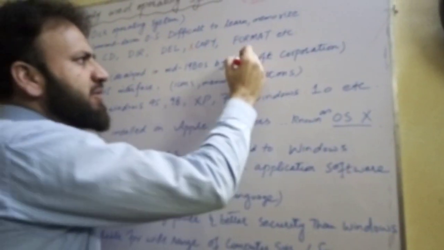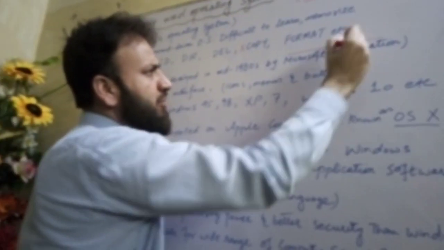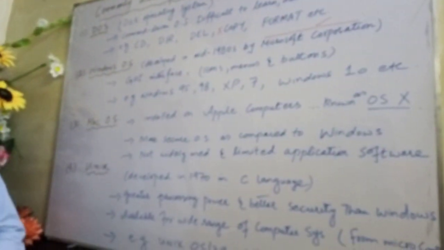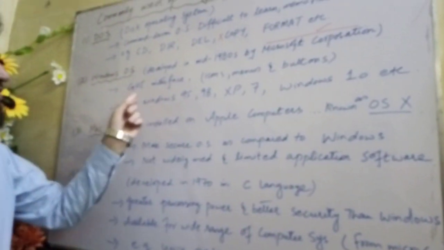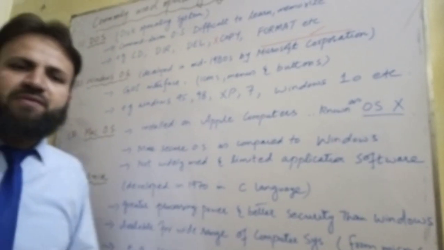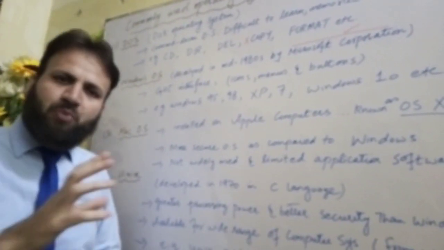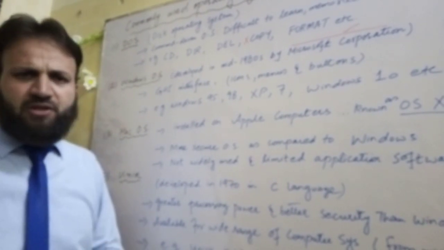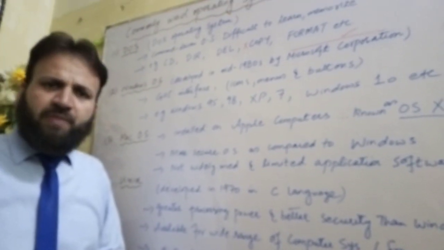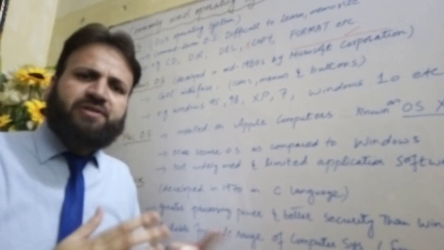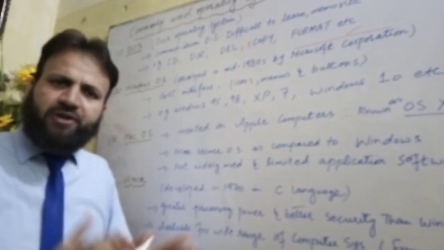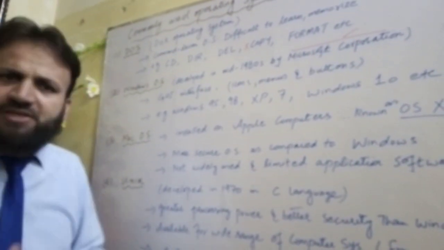Second is the Windows operating system. It was developed in the mid 1980s by Microsoft Corporation. Basically, Windows belongs to Microsoft Corporation. The best advantage is that it has a GUI interface. GUI means graphical user interface, where we can use icons, menus and buttons in the Windows operating system. Therefore, even a small kid can use the Windows operating system with the help of a pointer, mouse, joystick, etc.